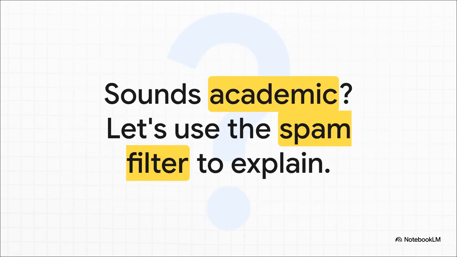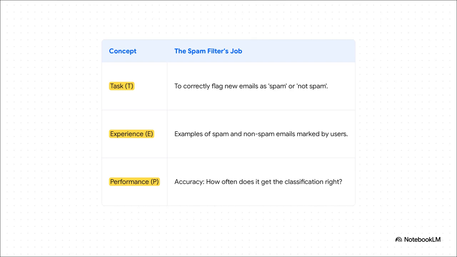See? It's a bit of a mouthful, right? It's super accurate, but yeah, not something you'd say in a normal conversation. So let's translate this into plain, simple English using our trusty hero, the spam filter. This table makes it all so clear. First, you've got the task, or T. For our spam filter, that's simple. Is this email spam or is it not spam? That's its job. Then you have experience, E.